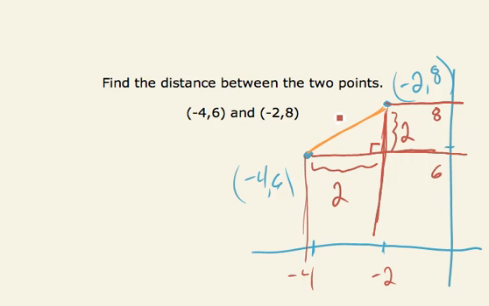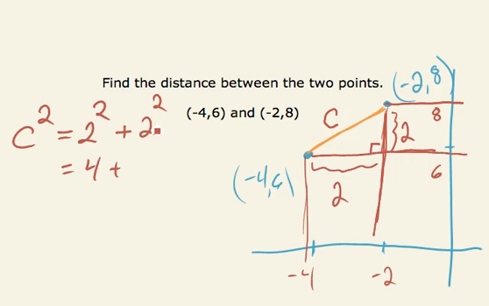Let's solve for the hypotenuse. Why don't I call it length C? So Pythagorean theorem tells me that the hypotenuse squared is equal to one of the side lengths squared, 2 squared, plus the other side length squared, another 2 squared. And now I can do some arithmetic. 2 squared is 4, plus another 2 squared is another 4. So we get 8. So C squared equals 8.